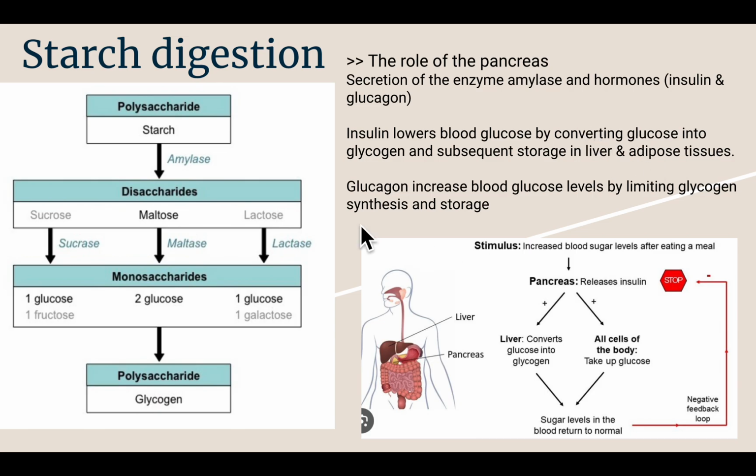So glucagon will increase the blood glucose level, so it's like the opposite of insulin, sort of like, I think the word's like antagonistically. It increases the blood glucose levels by limiting glycogen synthesis and storage, or it also breaks that down, takes it from the liver and releases it, breaks down glycogen and releases it back to the bloodstream to increase blood glucose level by breaking it down to glucose. And we can see, yeah, that's just the diagram illustrating this mechanism.